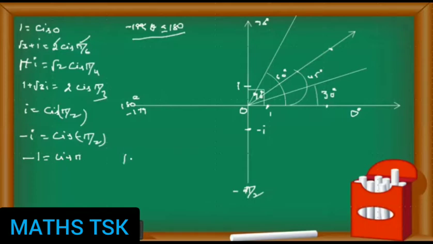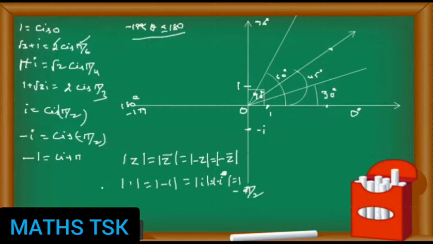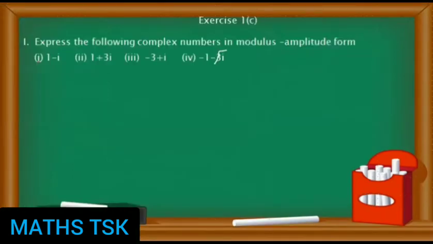Modulus of z bar, modulus of minus z, and modulus of minus z bar, I already said they are equal. So modulus of 1, modulus of minus 1, modulus of i bar, where i bar means minus i, are all equal to 1. Okay, now let us move into problems.